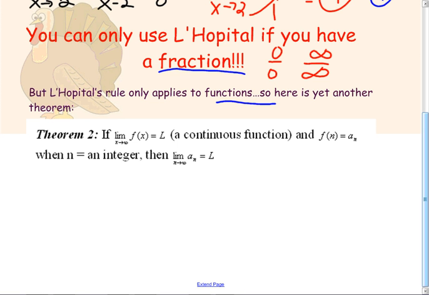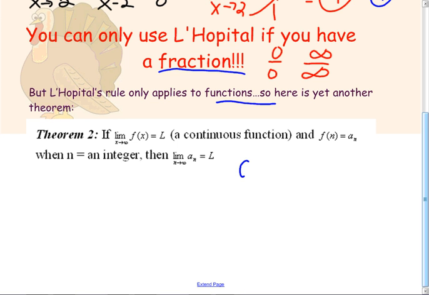Okay, if the limit of a function is L, you have a continuous function. Remember, if the limit exists, it's continuous. And f of n, you can find the sequence associated with that function, where n is an integer, then the limit of the sequence is also L. I think we already did that. We did it on the other side. So if you take a sequence, you can model it by a function, you can find the limit of that, that's great.